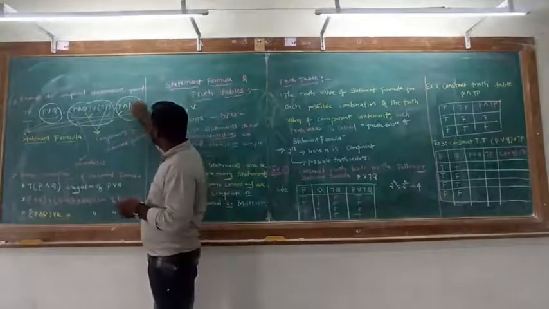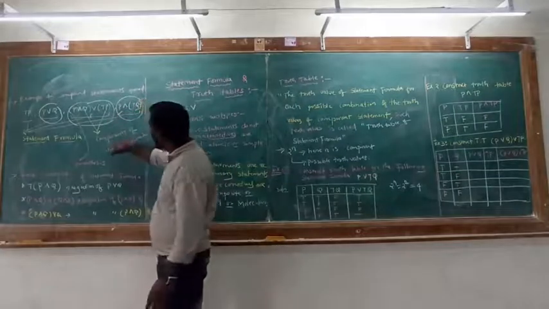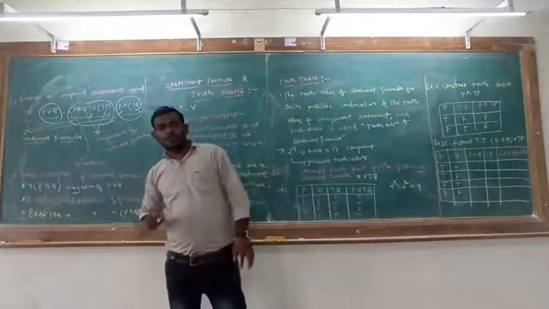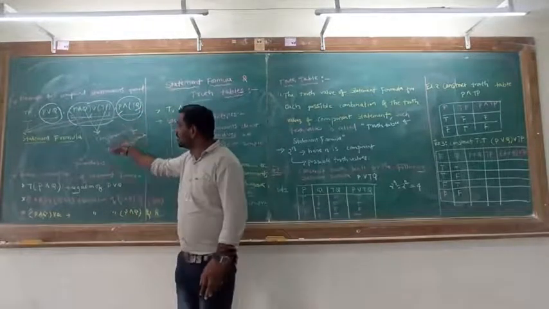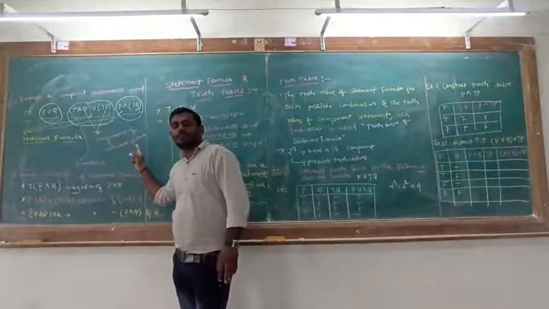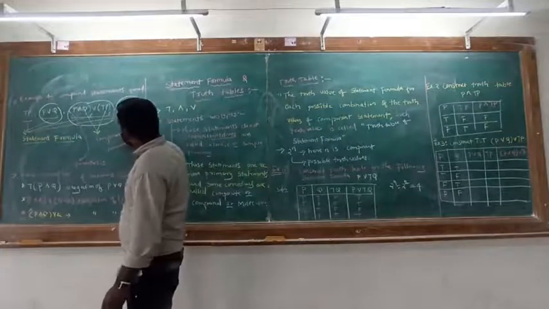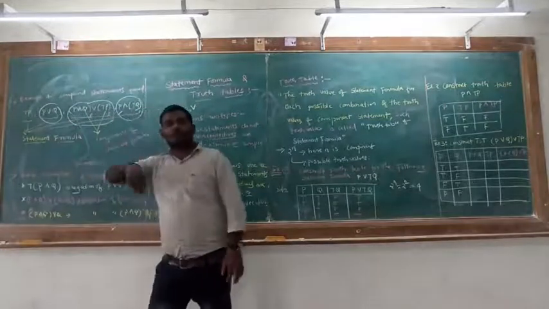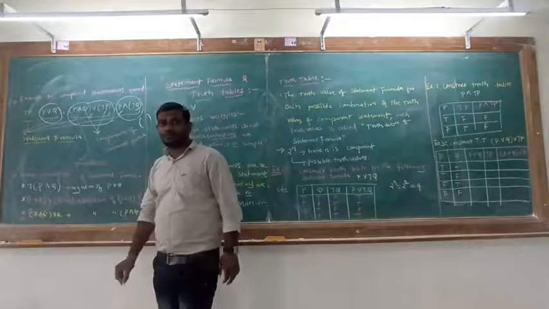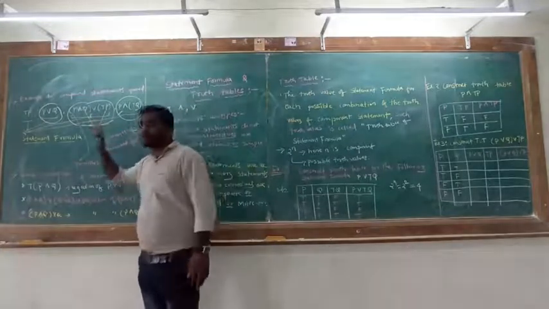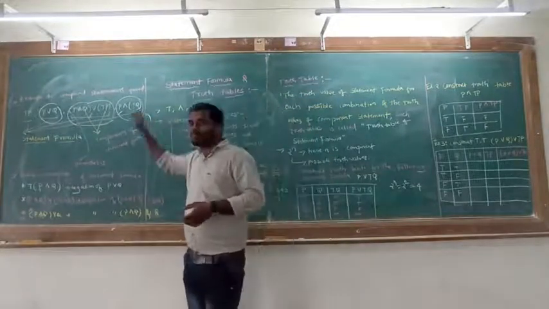Here P and Q are the primary statements, but in a statement formula we call them components of the statement formula. In the statement formula we also use the symbol parenthesis, or brackets, because we can eliminate the difficulty of the expression or statement formula.